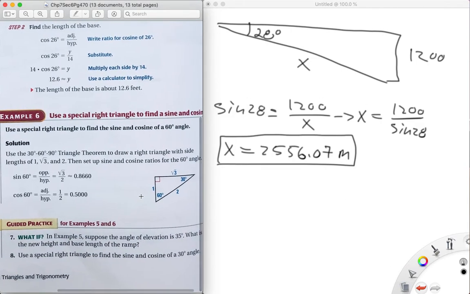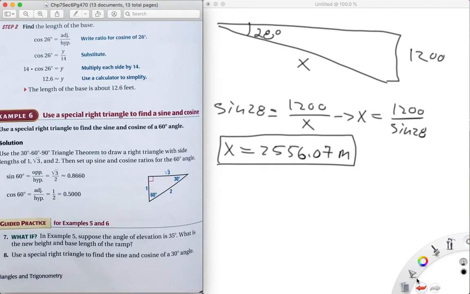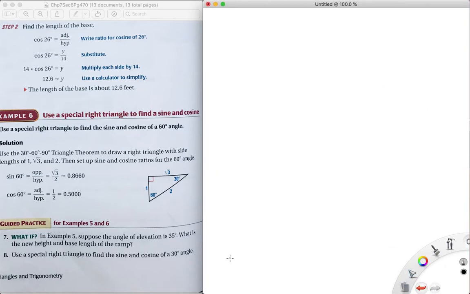Okay, so we have a dude on a ramp and he's going up 35 degrees. What's the vertical distance of the ramp, the height? What is the base of the ramp? Knowing that he's going up 35 degrees and the ramp I believe is 14 feet.